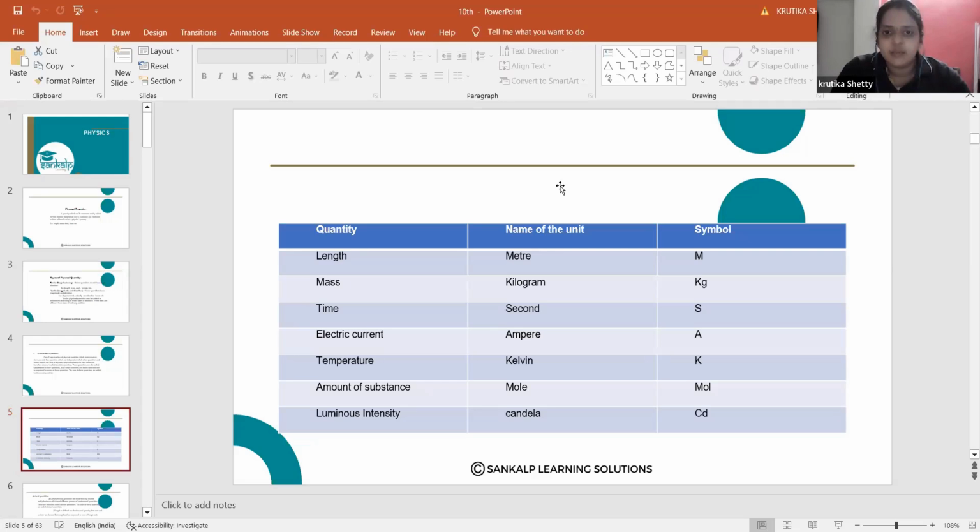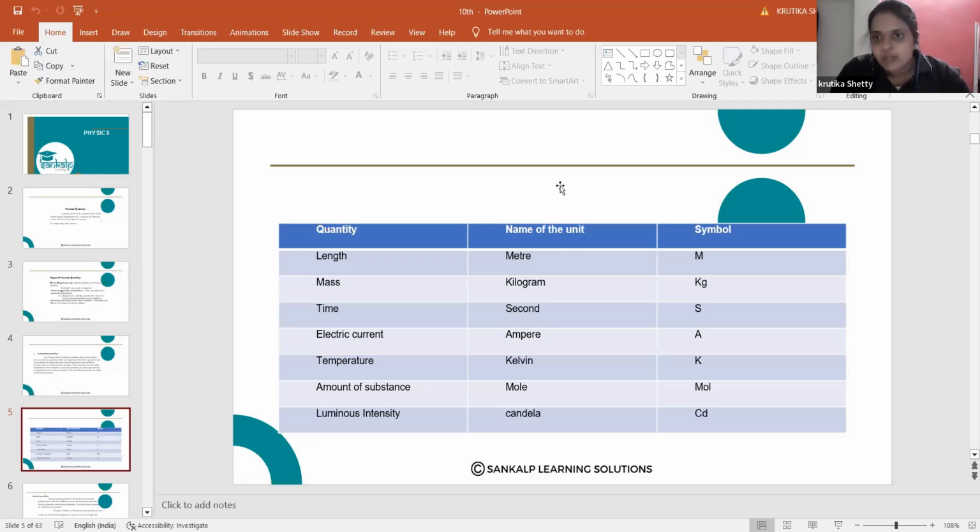So remember this. Here I have written the names of the units of these fundamental quantities, which are called fundamental units. The unit of length is meter, mass is kilogram, time is expressed in seconds, electric current in ampere, temperature in Kelvin, amount of substance in mole, and luminous intensity in candela.